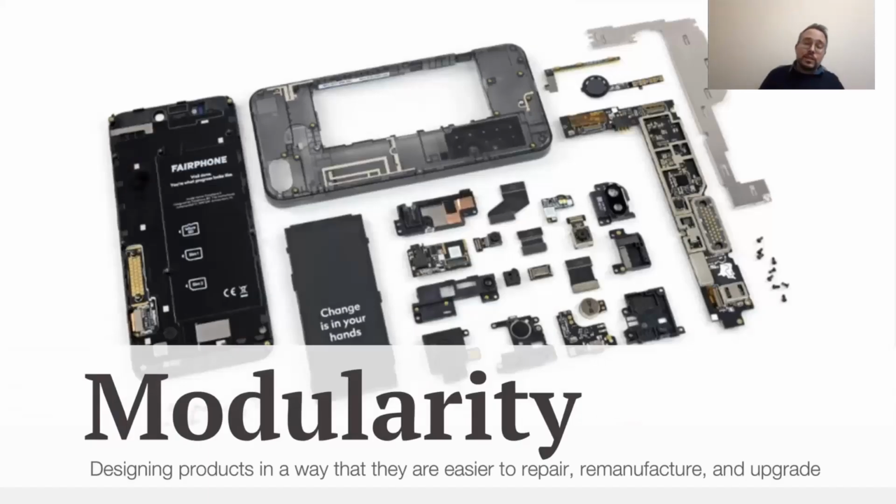Another strategy that you can use is modularity: designing products in a way that they are easier to repair, easier to manufacture, and easier to refurbish. Fairphone, maybe you heard of it, is a great example of that. All of these parts are modular, and if you would like to upgrade your phone, you can easily change it.